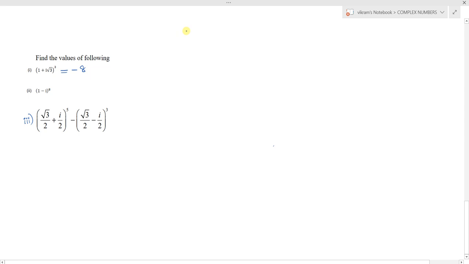The next question is 1 minus I whole power 8. In the just previous problem, the first problem in this video, we have solved that 1 minus I can be written as r equals root 2, and which is in the fourth quadrant, we can write this as cos of minus pi by 4 plus I sin of minus pi by 4. Just watch the first question of this lecture.